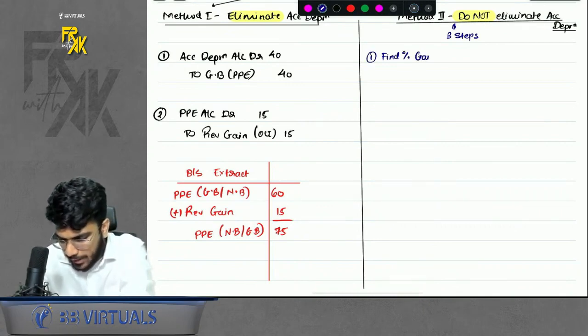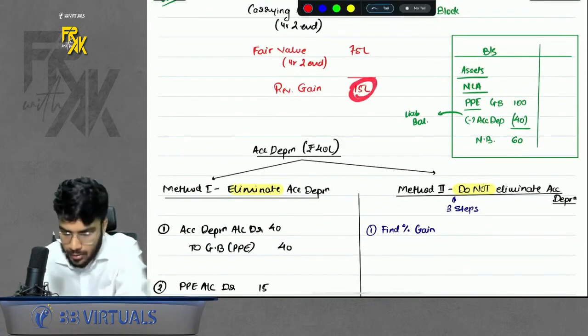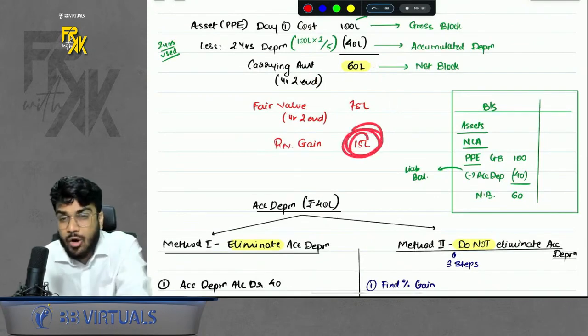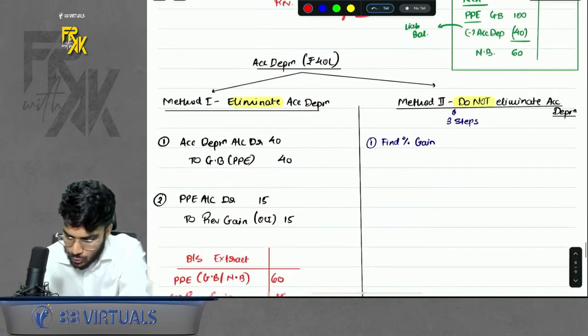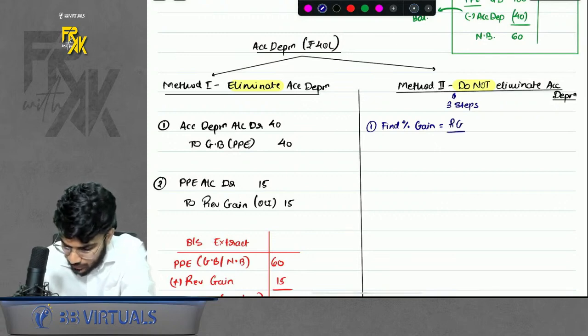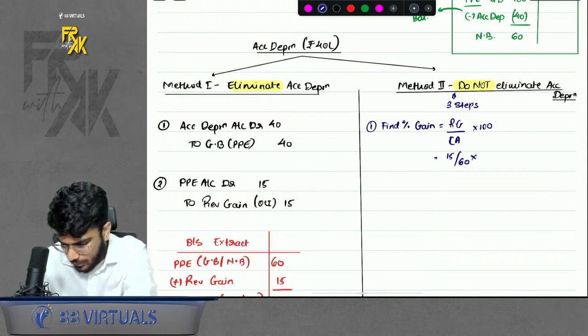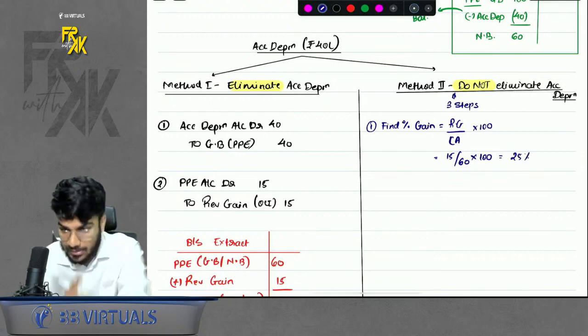find the percentage of gain. Sir, how do we find this? What was the amount of gain? 15 lakhs, right? You will divide it by the carrying amount, because ideally this gain we got on carrying amount. Our carrying amount was 60, fair value was 75, we got a gain of 15, right? So to find the percentage gain, we will say revaluation gain divided by the carrying amount into 100, that is equal to 15 divided by 60 into 100. What percentage do you get, guys? Perfect answer, you will get it as 25%.